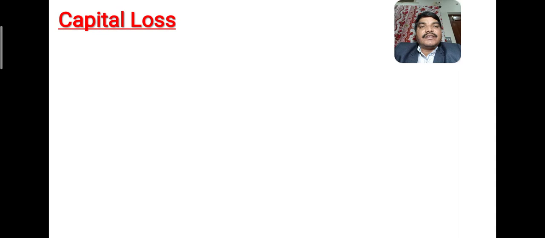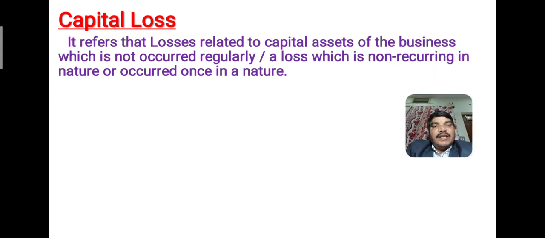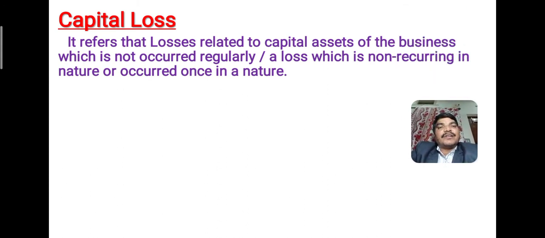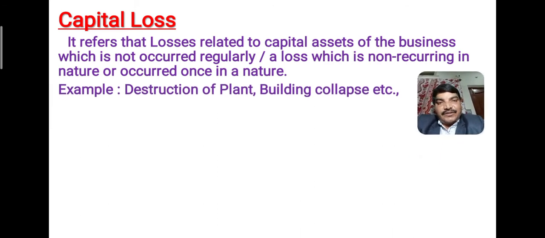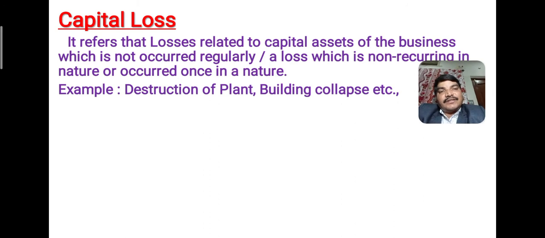The next topic is capital loss. Capital loss is the loss related to capital assets of the business. Any loss occurring from the capital assets, which does not occur regularly, is treated as capital loss. A loss which is non-recurring in nature, or occurs once, we call a capital loss. For example, destruction of plant, building collapse, etc.